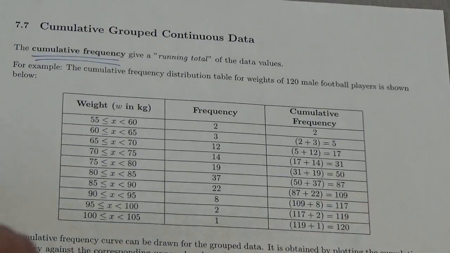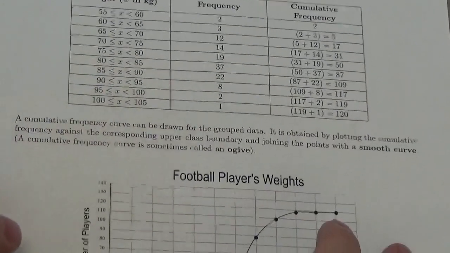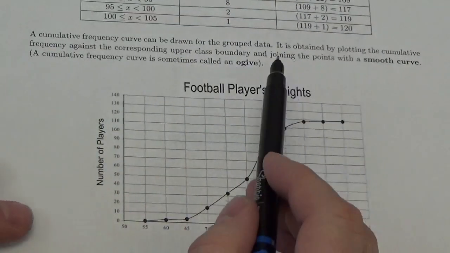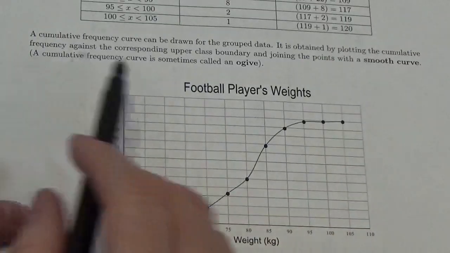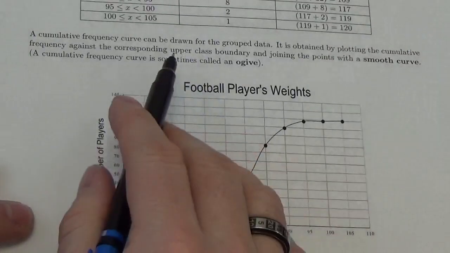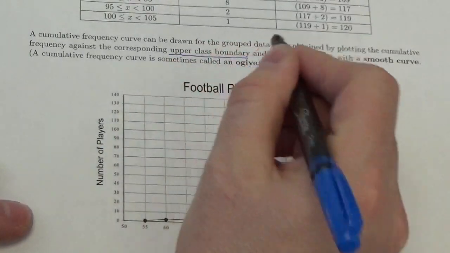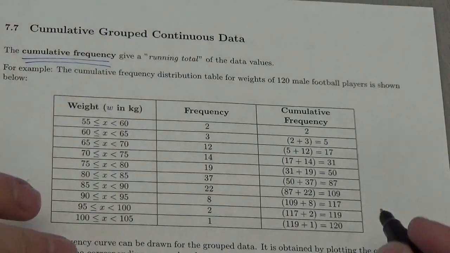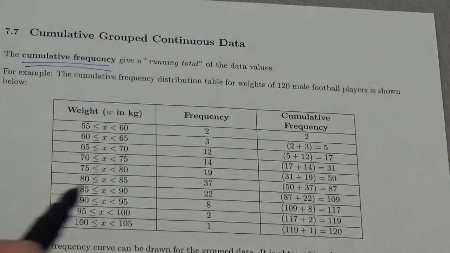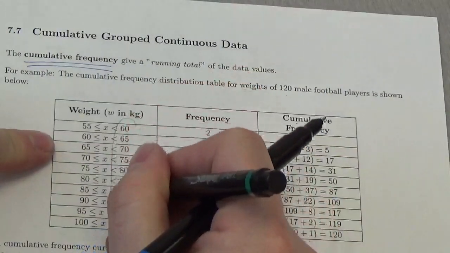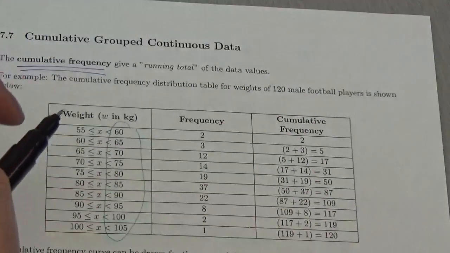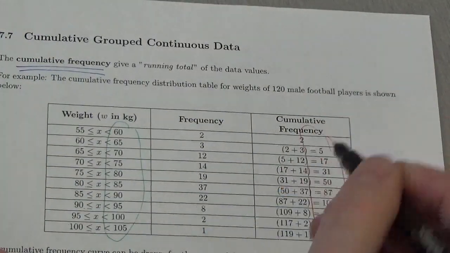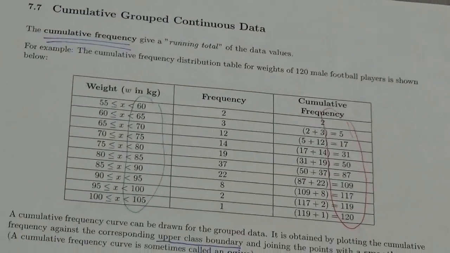Cumulative frequency, which we can then plot. Okay. So a cumulative frequency curve can be drawn for the grouped data. It can be obtained by plotting the cumulative frequency against the corresponding upper class boundary. So what we're doing is plotting this right here on the independent variable, with this value right there on the dependent variable.